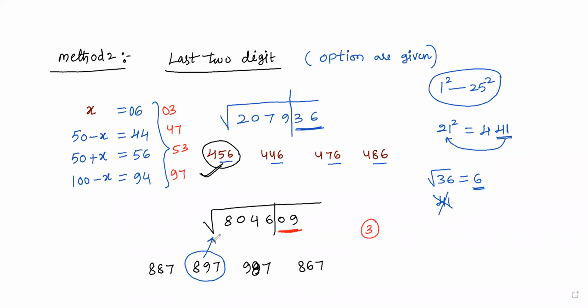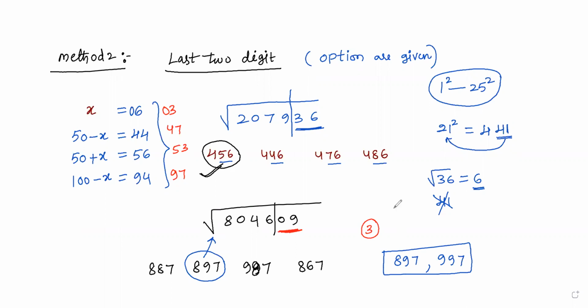Are you getting my point? Is it clear for everyone? Yes, sir. Suppose options are tied. Suppose 897 is given and 997 I also gave. Let us assume these two options are what we have. Why? Because the last two digits will be 97 and 97. We don't know which one is correct. Then we can use different techniques here.